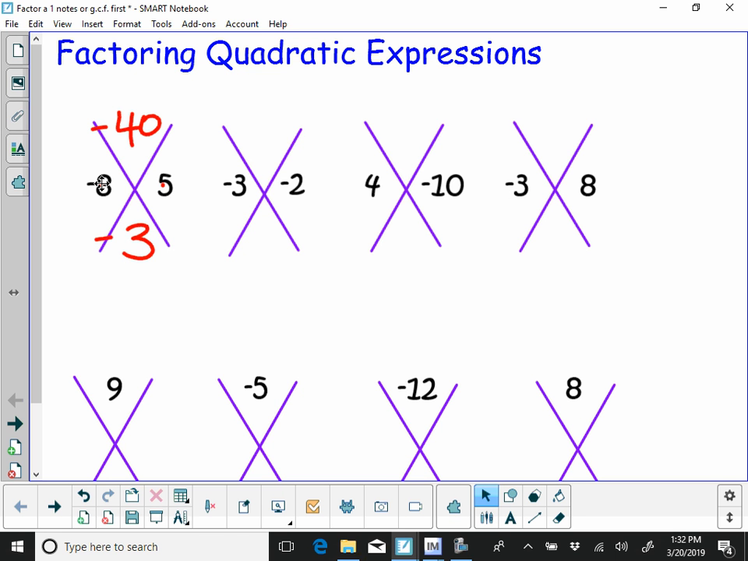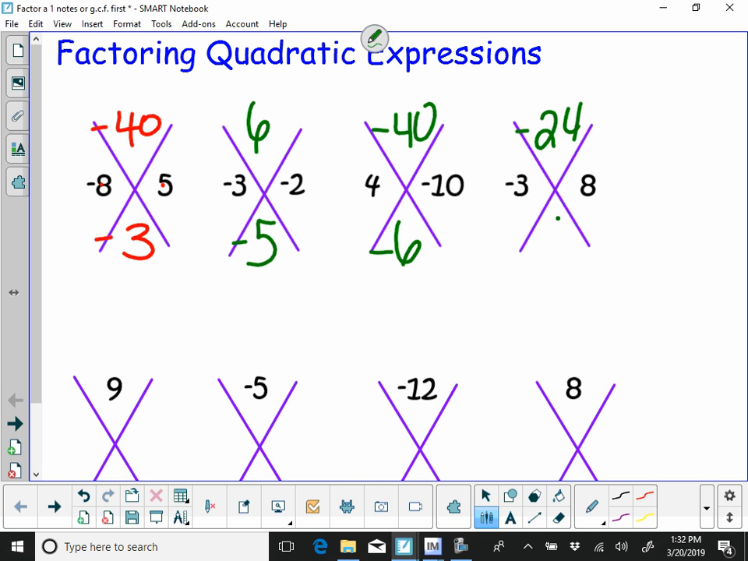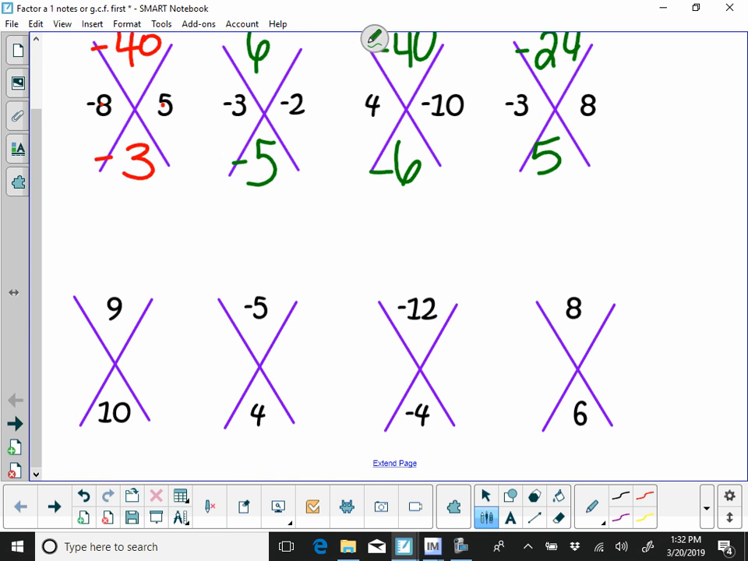Okay? All right, what you got? What's the first one? 6 and negative 5, negative 40 and negative 6, and negative 24 and positive 5. Okay? Now, that's just so you understand the way the X works. But here's what's going to happen. Whenever we go into factoring, it's going to be the opposite. Okay? So you've got the top number. You've got what they multiply and add to get. Now you've got to tell me what two numbers multiply to give me 9 and add to give me 10.